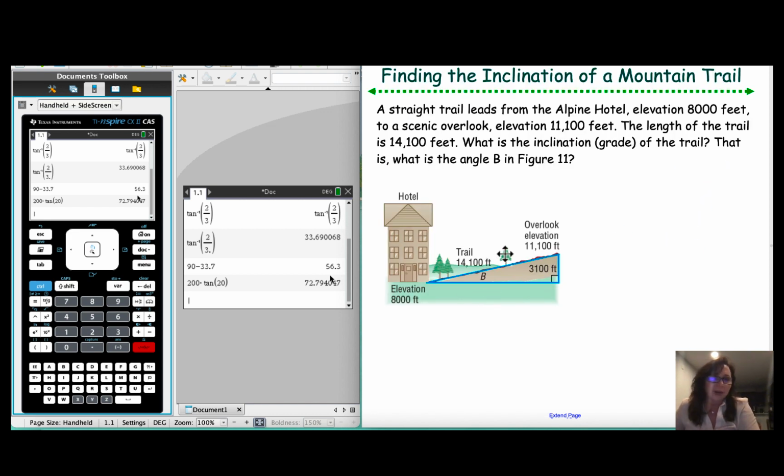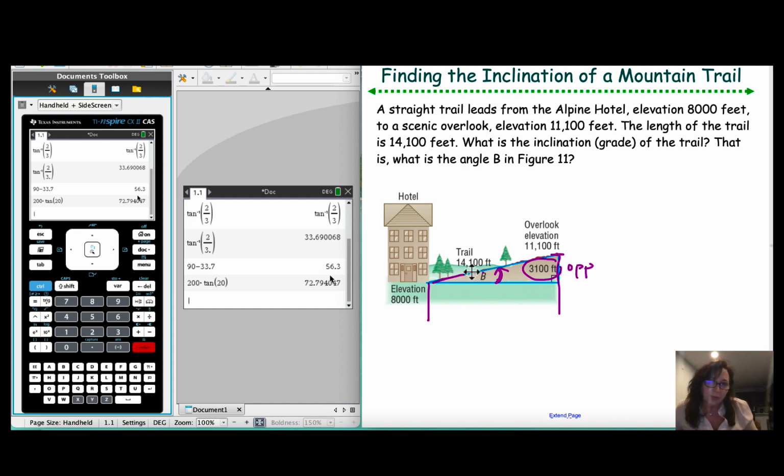So here we are trying to find the inclination. So this is our inclination angle. This is our angle of elevation because it's going up on a horizontal. What we do know is that this elevation level is 8,000 feet. We also know that this elevation is 11,100 feet. But realistically, all I need are two values in order to find angle B. So what we're going to say is if I took 11,100 and subtracted 8,000, I'm going to get 3,100 feet. And that is my opposite side. So I have that bit of information.